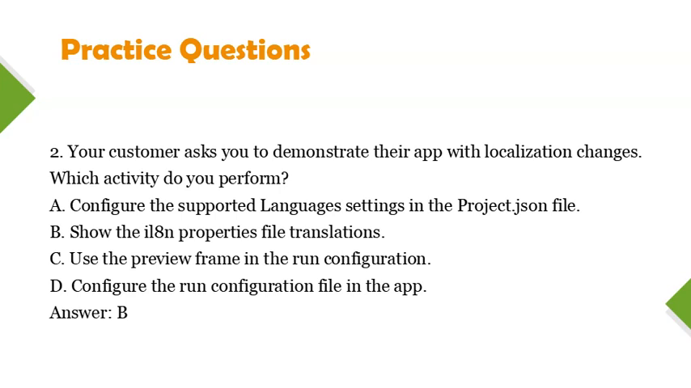2. Your customer asks you to demonstrate their app with localization changes. Which activity do you perform? A. Configure the supported languages settings in the project JSON file. B. Show the i18n properties file translations. C. Use the preview frame in the run configuration. D. Configure the run configuration file in the app. Answer: B.